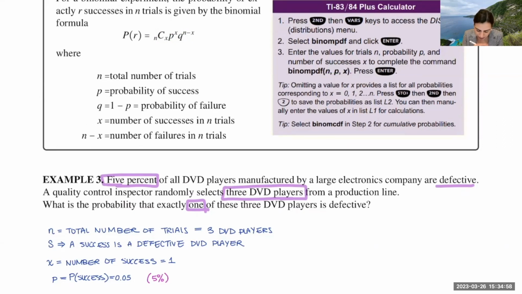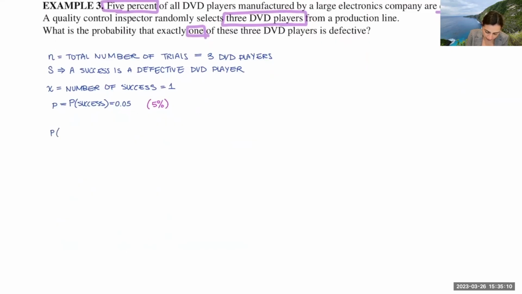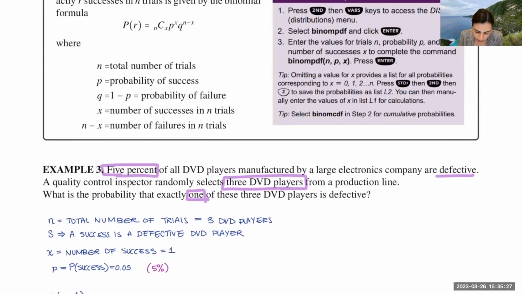So let me just show you how to use the calculator in this case. We're looking for the probability that X is equal to 1, the probability that I have 1 defective DVD player. Again, remember there are steps right here. We're going to hit second and then vars, and then we're going to select binomial PDF. We're going to hit enter, and then we're going to type in what is my N, what is my p, and what is my X.